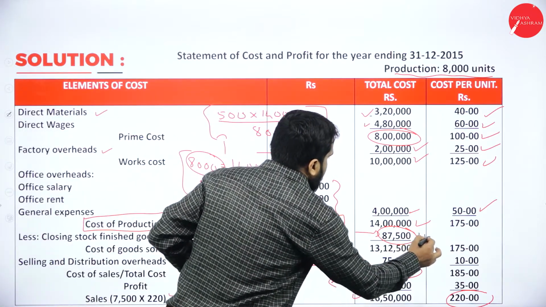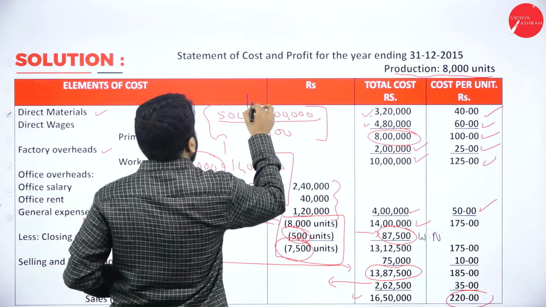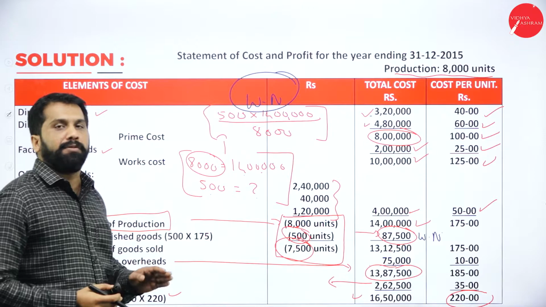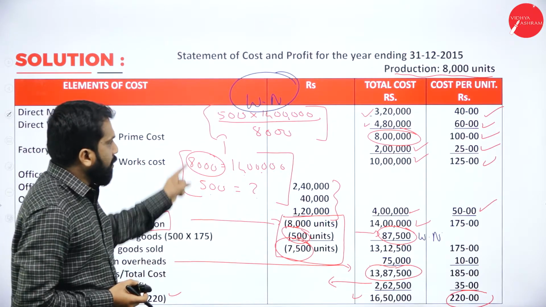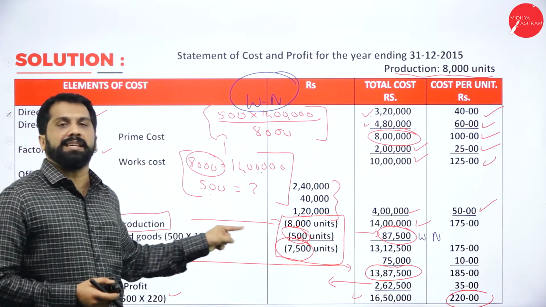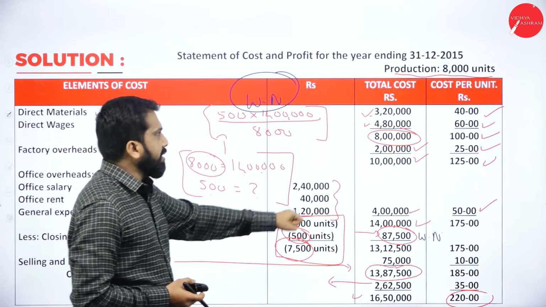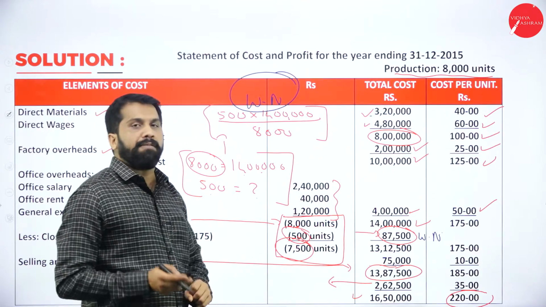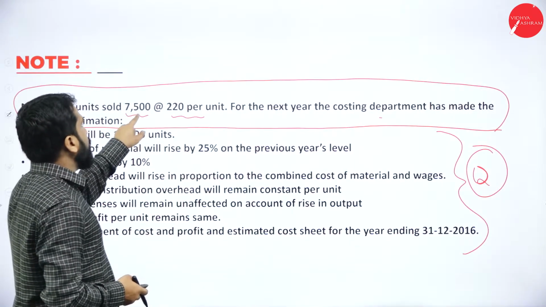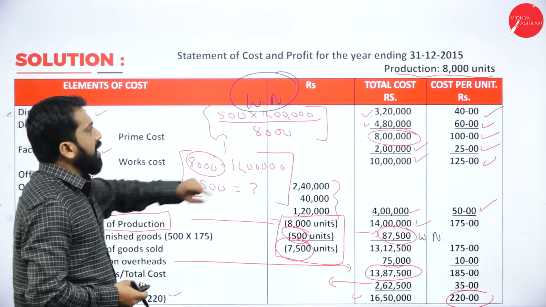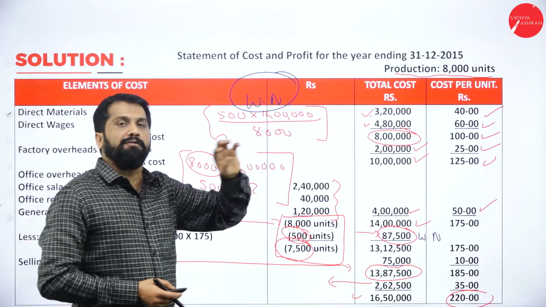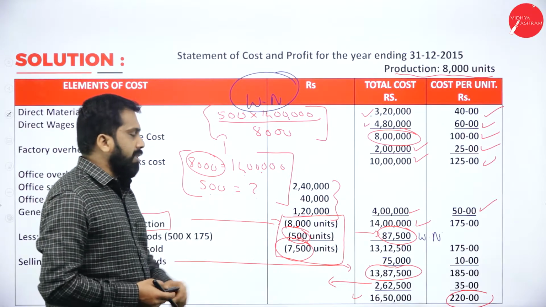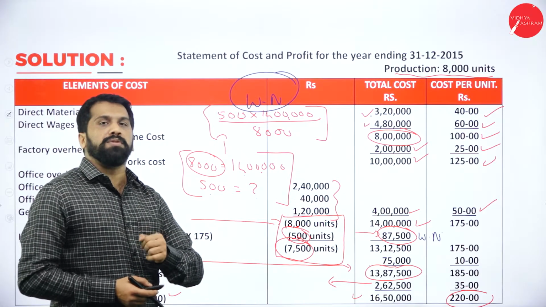So this we got with the help of working notes, so that there is no confusion. 87,500 you got with the help of these working notes. How come it is 8,000? This is 8,000. How come it is 500? Now 500 is very simple. Your sold is 7,500. You have 8,000. The difference of 8,000 and 7,500, we call it as your closing stock. Hope you are clear.